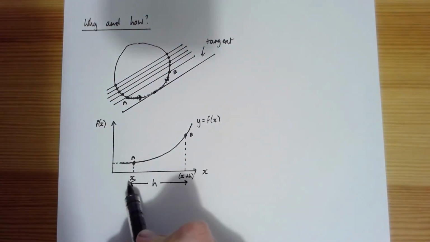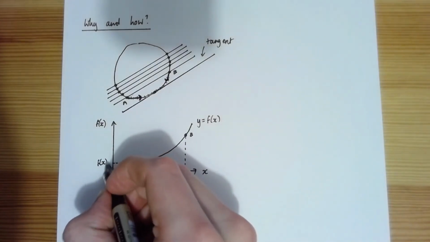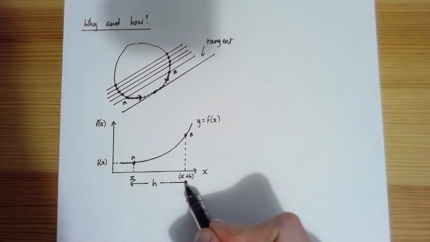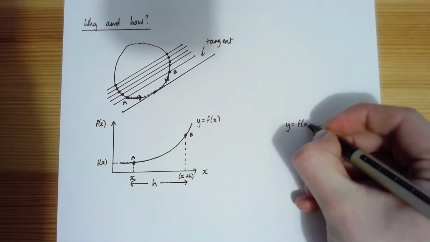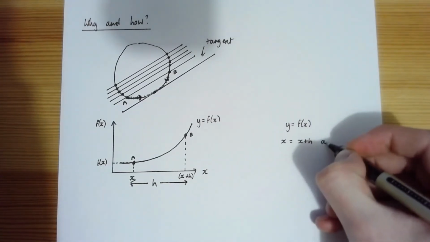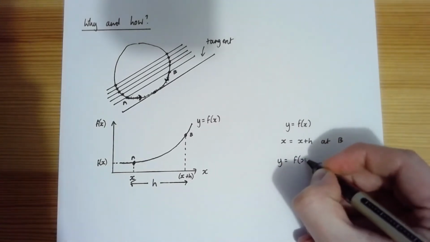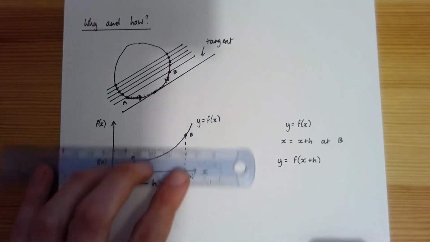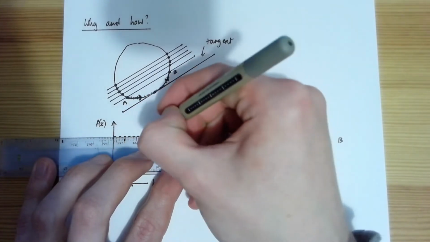When we put x into our curve, we're just going to get a y value of f of x. And when we put our x value of x plus h into the curve, if y equals f of x, and our x value is x plus h at B, then we're going to get y equals f, and replacing x with x plus h, our y value is f of x plus h. So we can also add that onto our diagram.